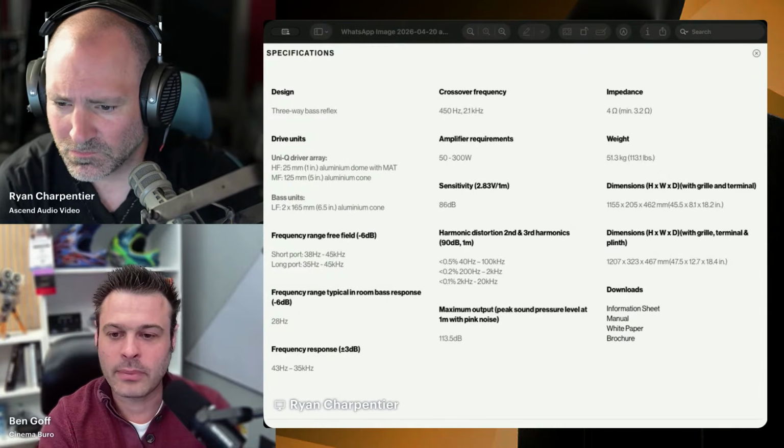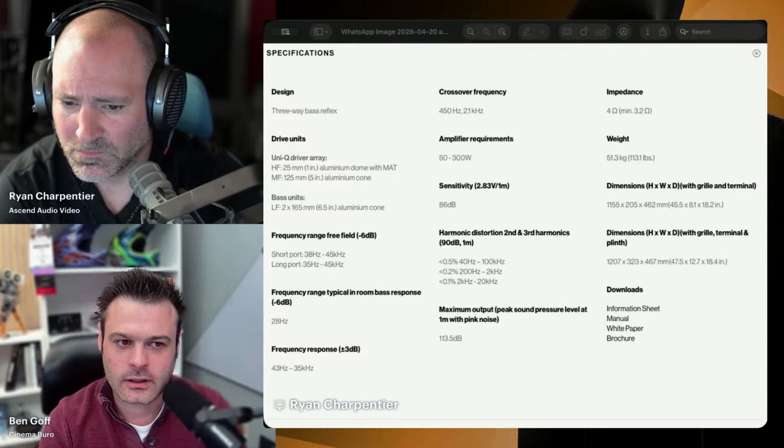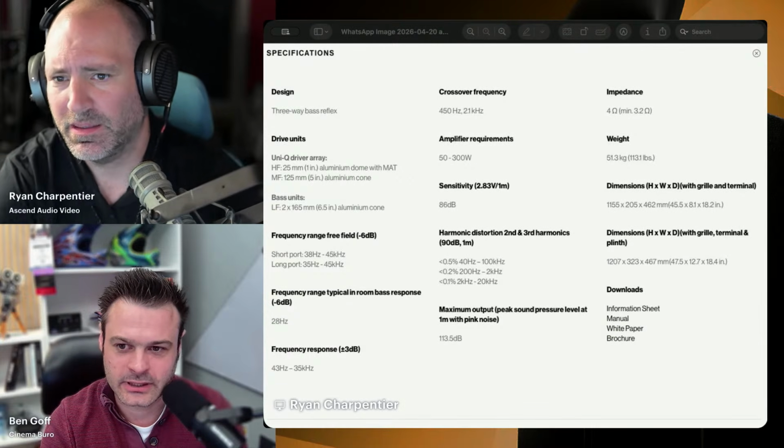So therefore, our peak must be 12 dB higher than continuous. That is not how that test is supposed to be conducted.